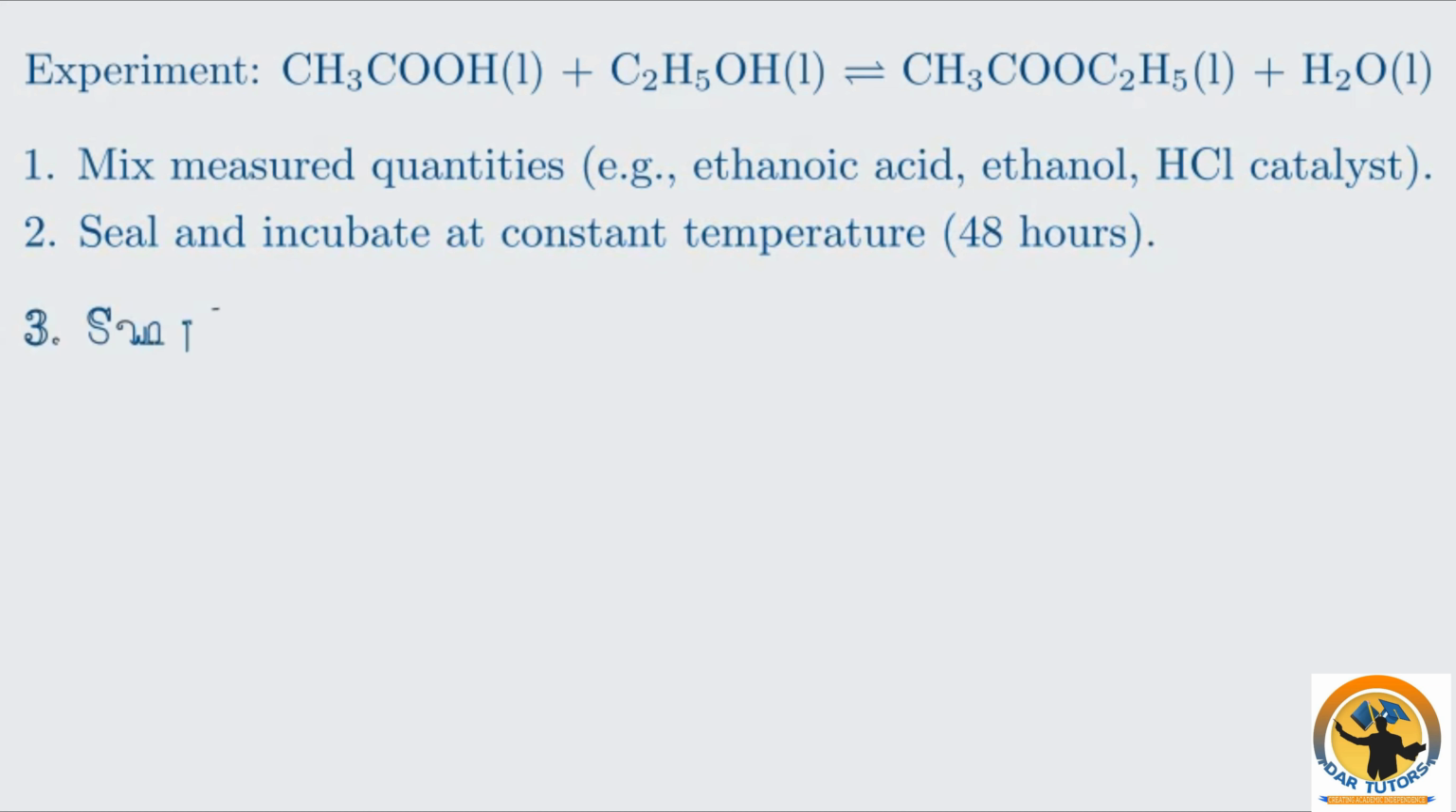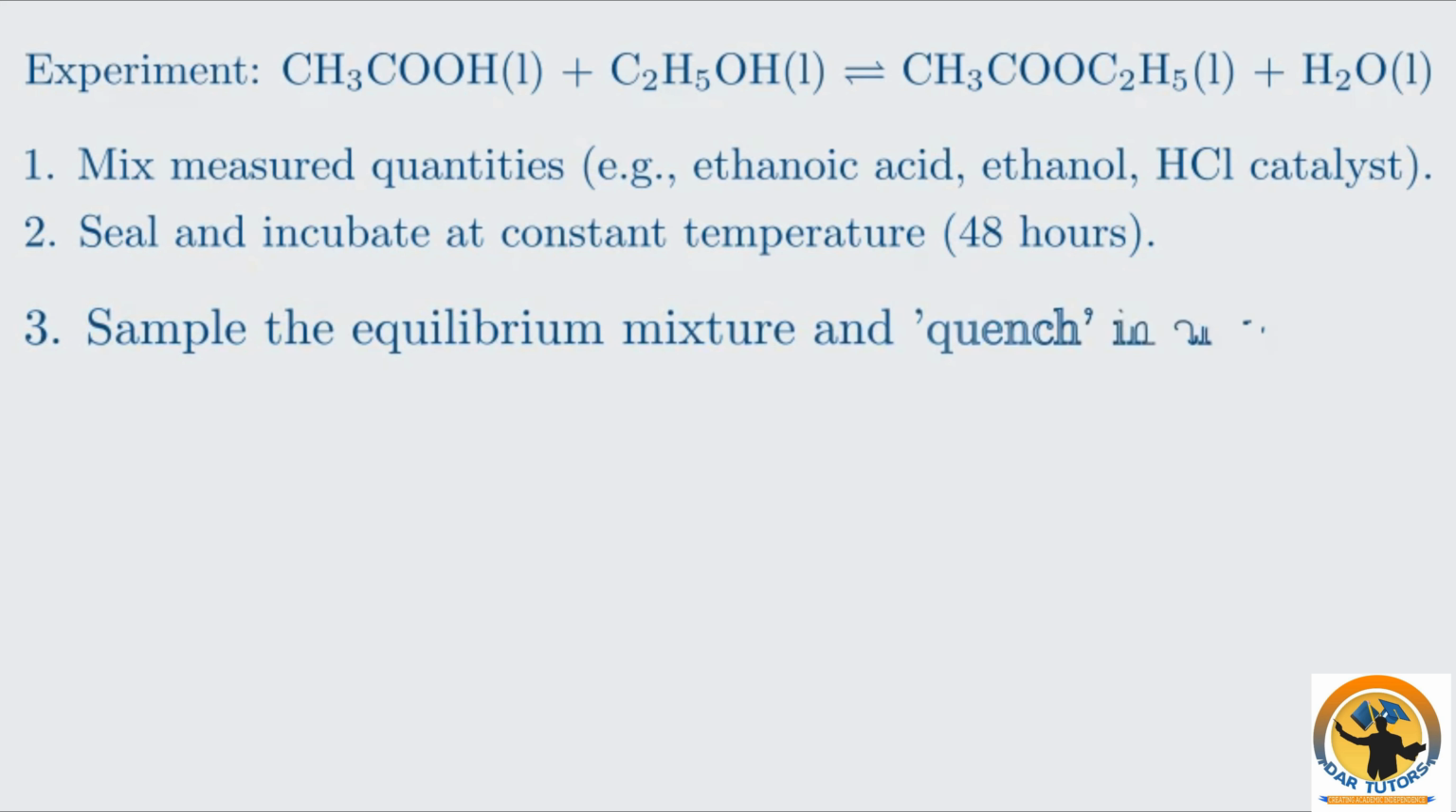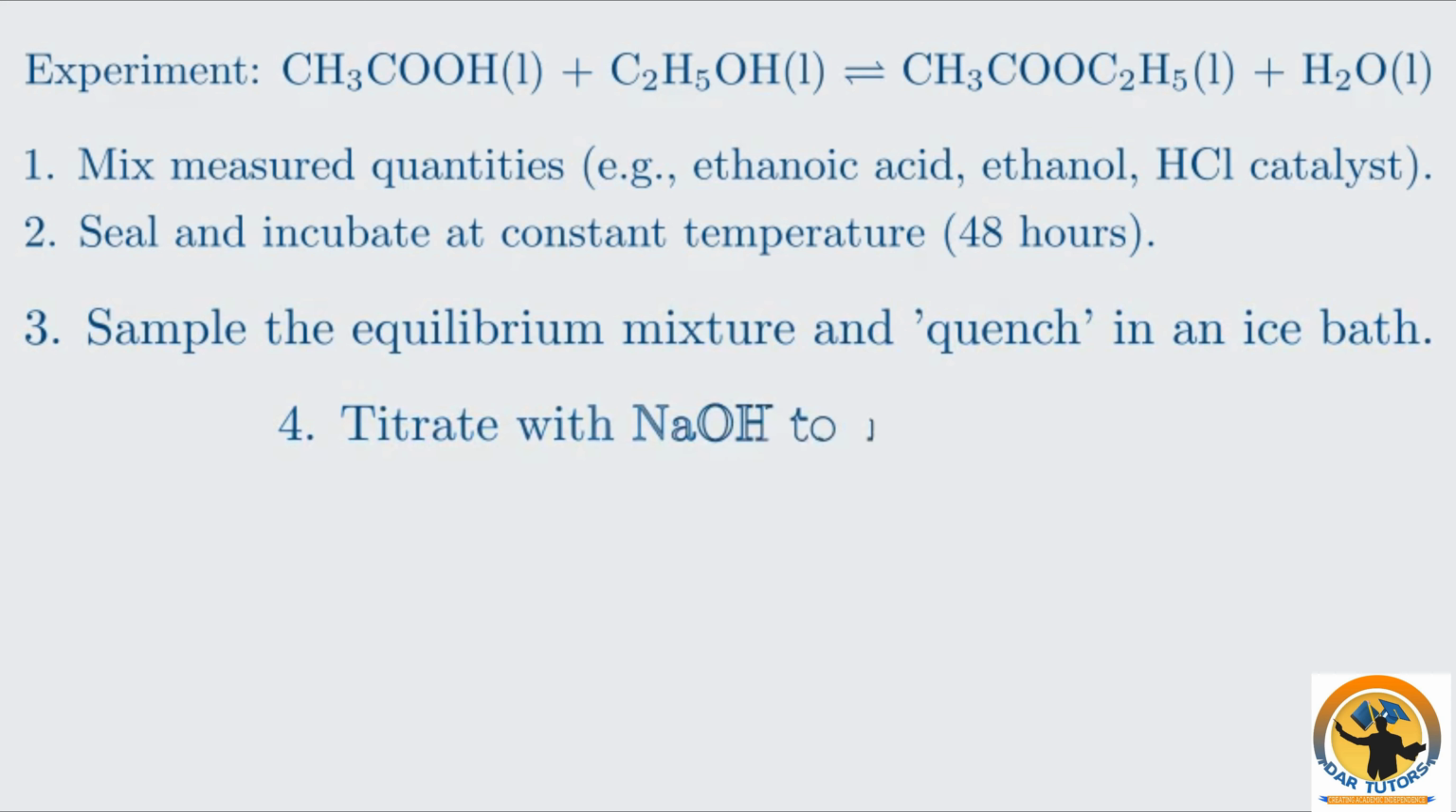Once at equilibrium, a sample of the mixture is taken and diluted. To prevent the equilibrium from shifting during the analysis, it's quickly cooled in an ice bath to slow down the reaction. Next, the sample is titrated with a standard solution of sodium hydroxide. This titration determines the total amount of acid present in the mixture: the initial hydrochloric acid catalyst and the ethanoic acid produced at equilibrium.